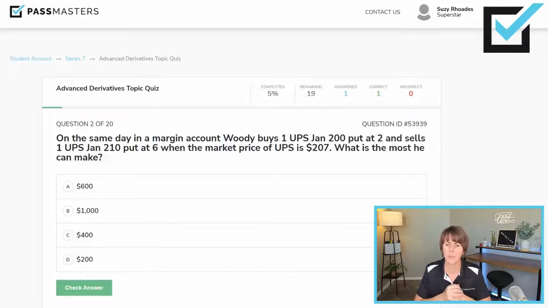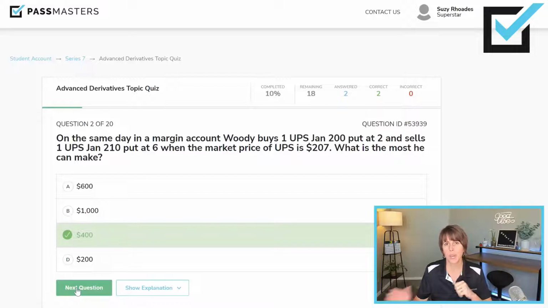What's the most that he can make? Well, the net of the premiums was positive. So we had a positive 4. When that's a positive number, that is the most that he can make. So 400 is the most that Woody can make. How much can he lose? Well, the difference between the strike prices is 10. 10 minus the absolute value of the net of the premiums, 4, is 6. 600 is the most that he can lose. 400 is the most that he can make.